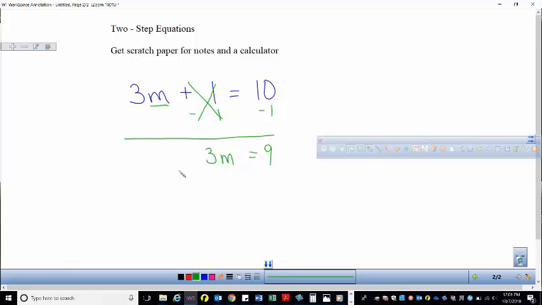And now my second step, so that was step 1, was minus. My second step is going to be divide because this is multiply. So I'm going to divide by 3. 3 divided by 3 cancels to 1m. 9 divided by 3 is 3. All right, let's look at another one.